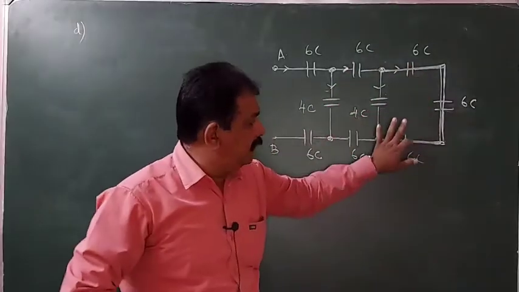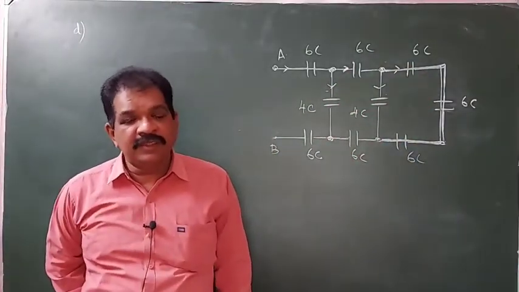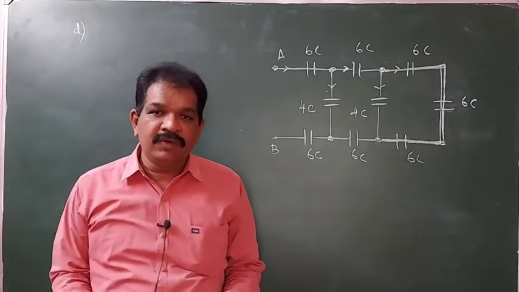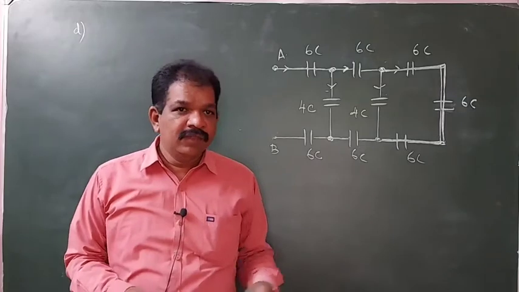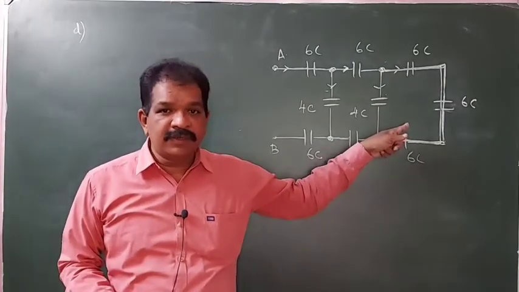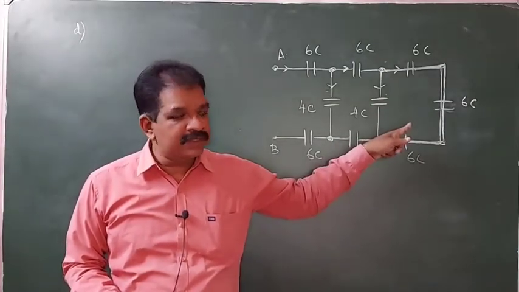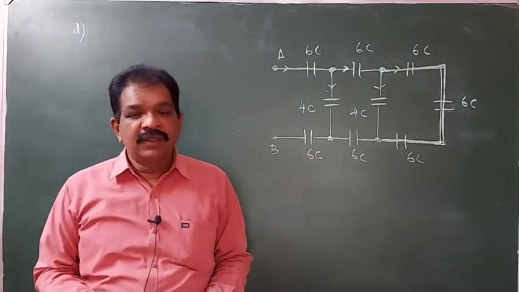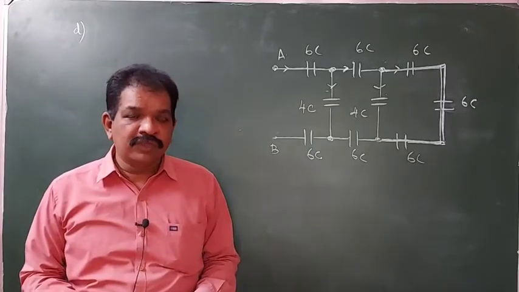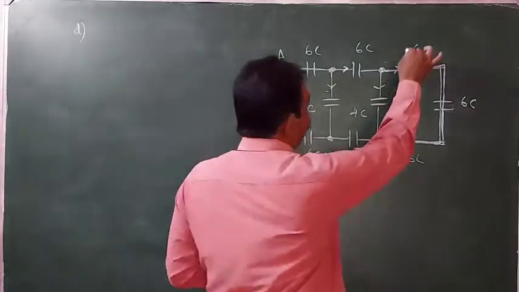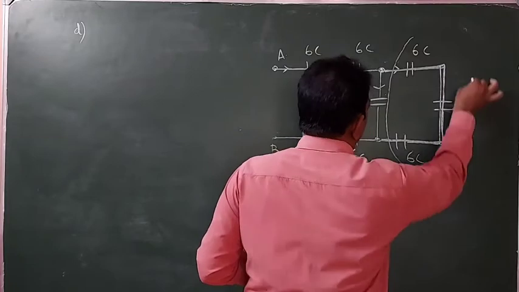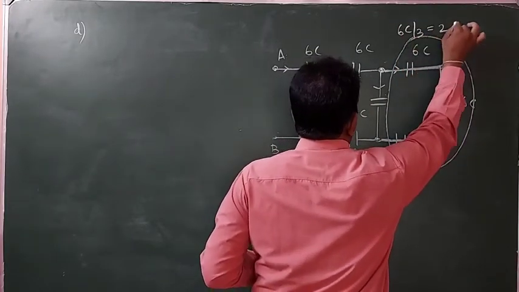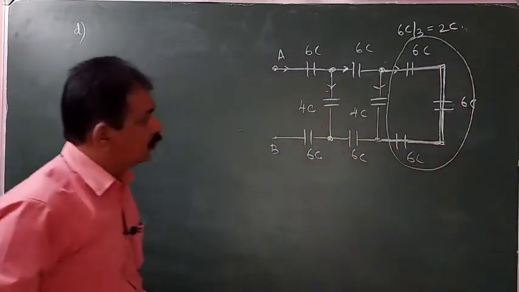So three identical capacitors are in series. For n identical capacitors, the effective capacitance will be equal to C by n. Here three identical capacitors, each having 6C, so 6C by 3 will be equal to 2C. So the effective of these three will be 6C by 3, that is equal to 2C.